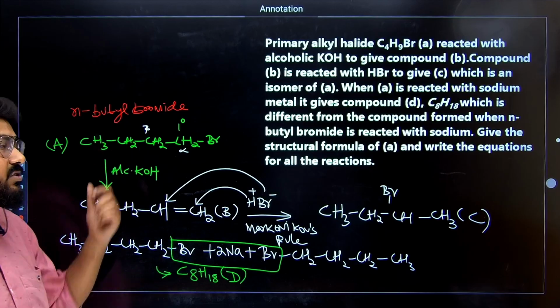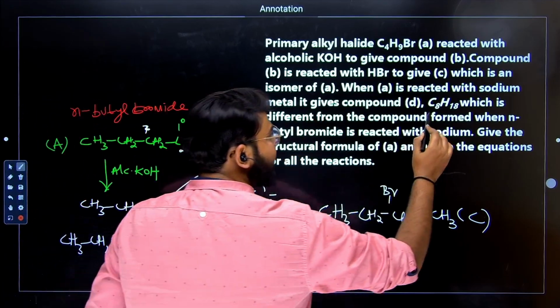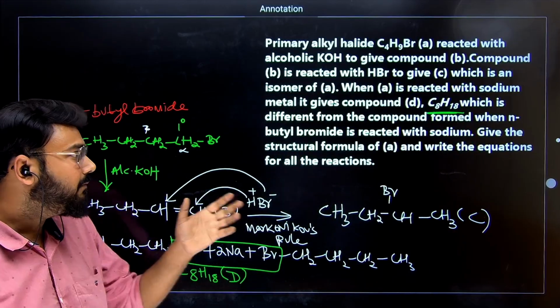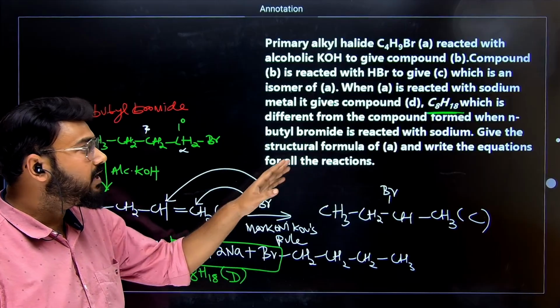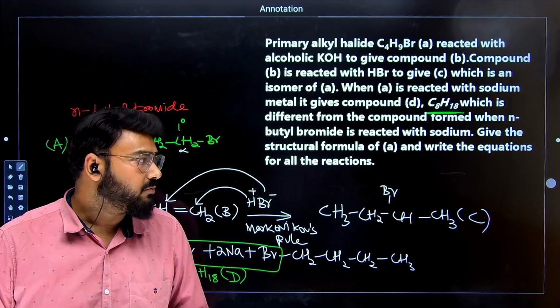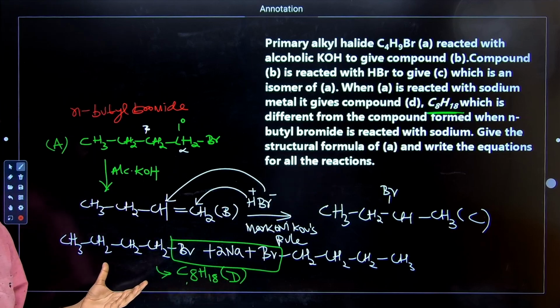After carrying out the Wurtz reaction on the compound A, we got the D as per the question, which also says it is C8H18. You can verify that: 4 and 4, 8. Okay. Now it says which is different from the compound formed when n-butyl bromide is reacted with sodium. That's correct. And they're asking to give the structural formula of A and write the equation. So you can see the answer is right in front of you.